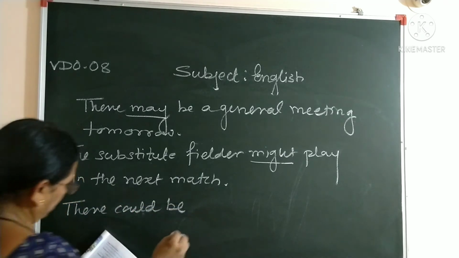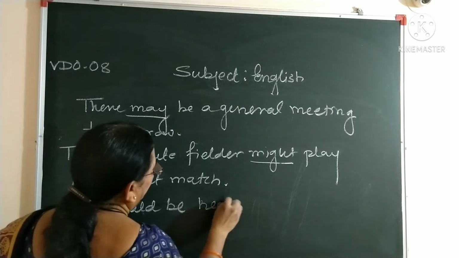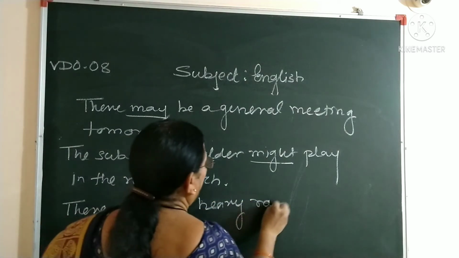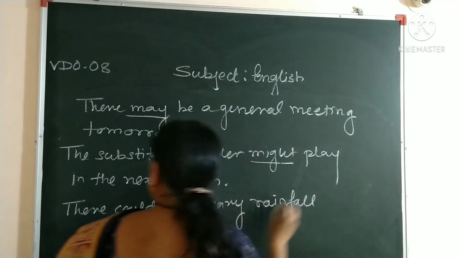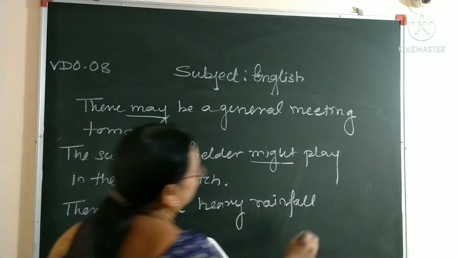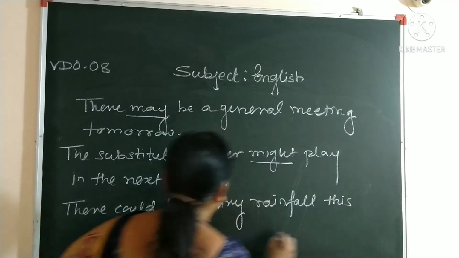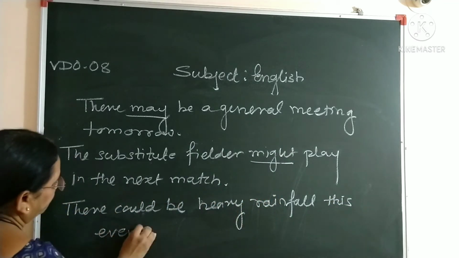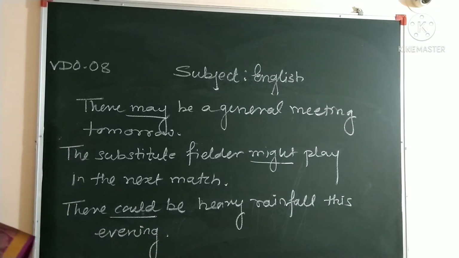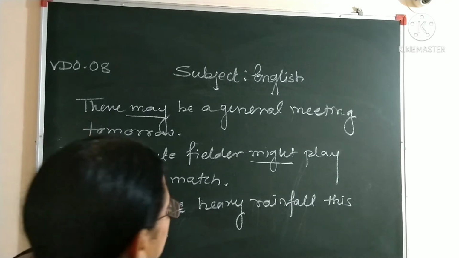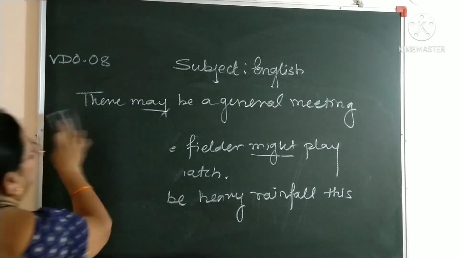There could be heavy rainfall this evening. In this sentence, the modal auxiliary could shows possibility. Next examples.